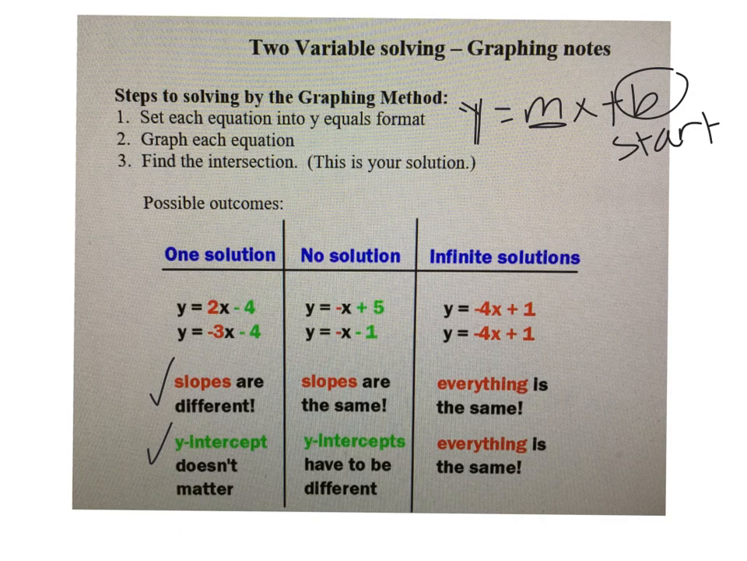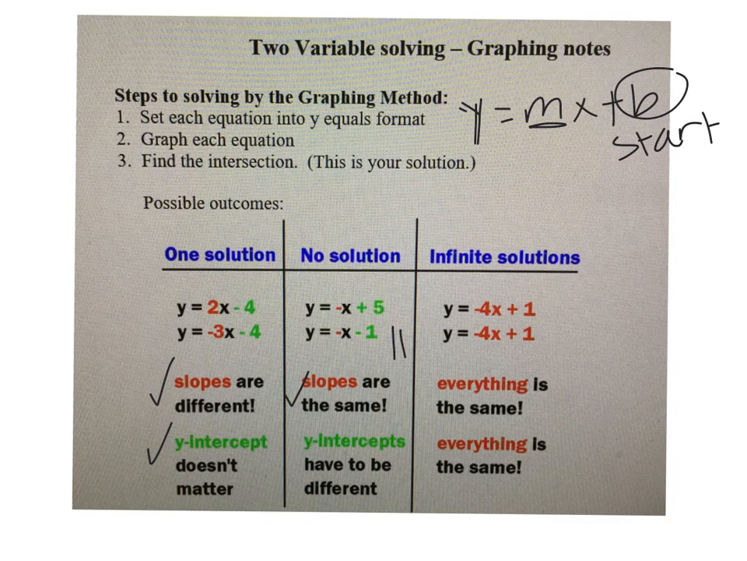But if there's no solution, that means they will not intersect at all. So if you think about it, they're going to have the same slope, which means they're parallel. This is a symbol for parallel, okay? That symbol right there means parallel. Also, your y-intercepts have to be different. Otherwise, they're going to be on top of each other, and that's a whole different situation, okay?